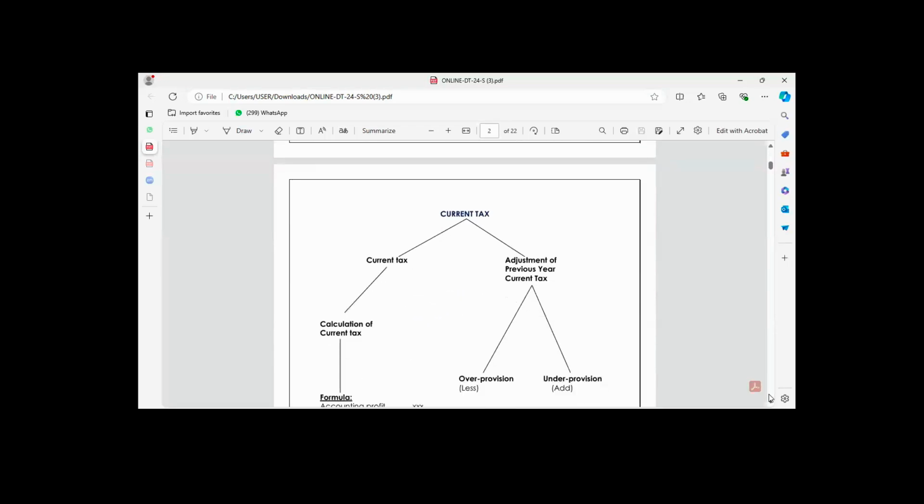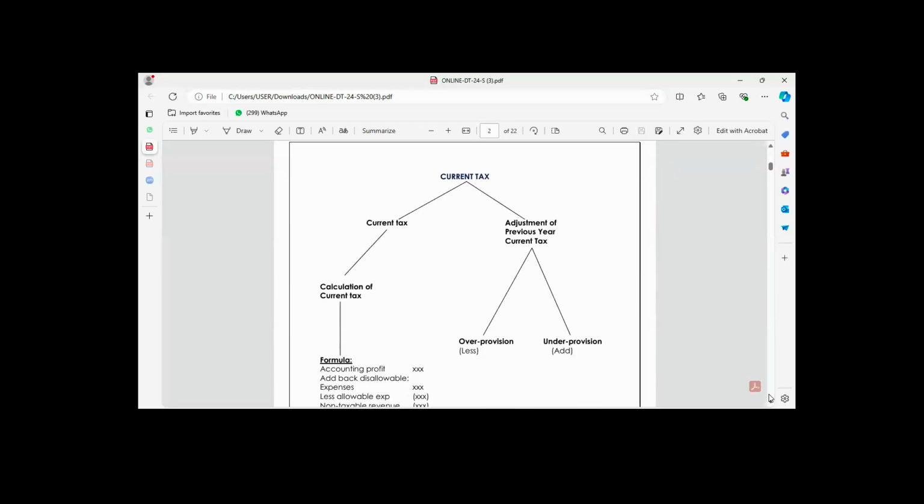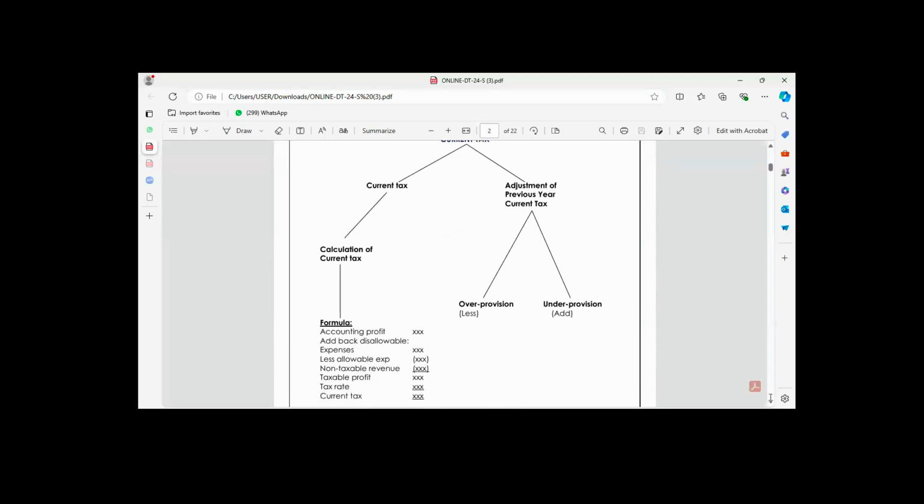Look at it. We start with current tax. How do we calculate current tax? This is the formula according to IAS 12. Accounting profit, add back disallowable expenses, less allowable, not taxable revenue, gives taxable profit, and with the tax rate we get the current tax. Then we adjust for over or under provision. If it is over, less. Under provision, you are still going to see everything.